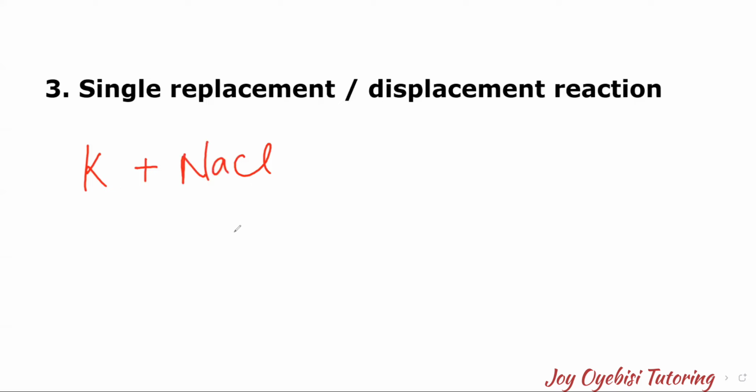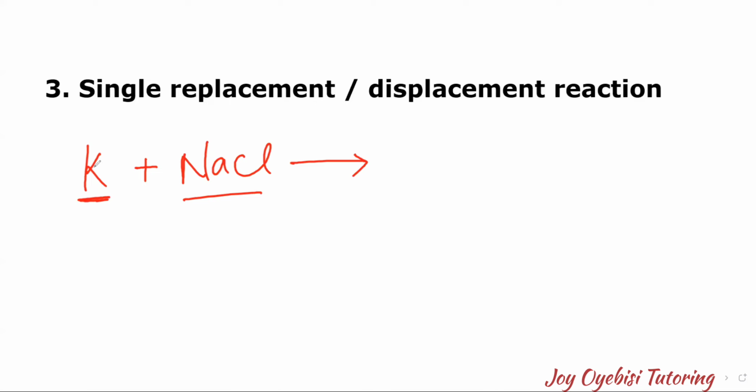potassium plus sodium chloride. This is a typical single replacement. Now note, this is an element and it combines with a compound. It's going to be giving you a new element and a new compound. So that is one way to know that you are dealing with single replacement reaction.